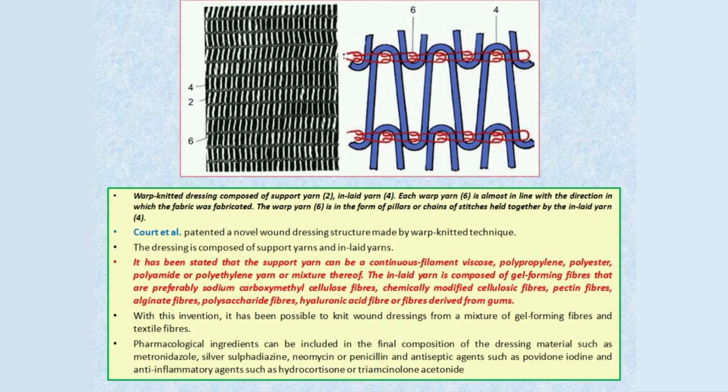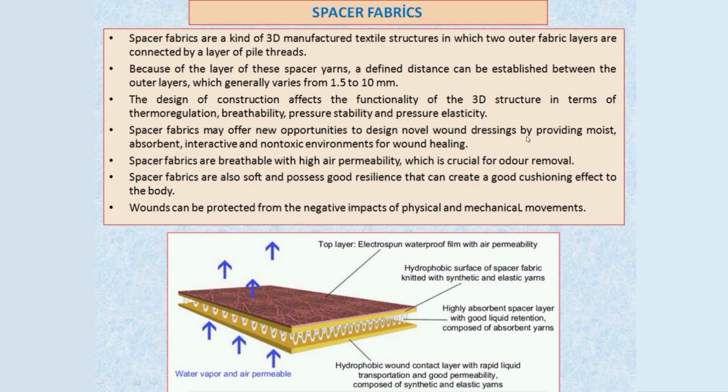Actually, these blue yarns are the stable and structural yarns in this wound dressing, and the red ones are the yarns that have the property of getting gelled during the application in the wound area. This is a specific example of a wound dressing.